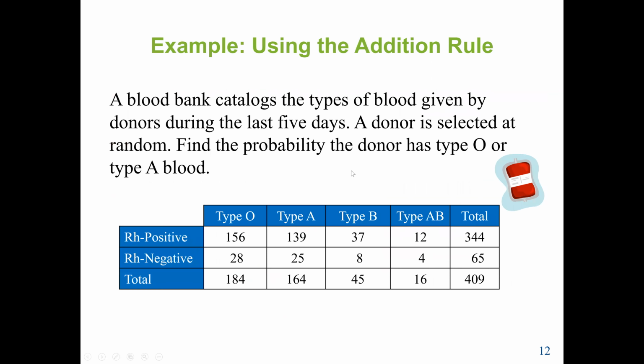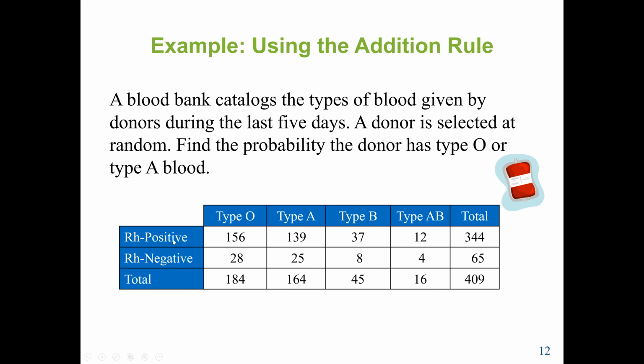Now let's try one more example using the addition rule. Here they say a blood bank catalogs the types of blood given by donors during the last 5 days. So we have the table again, and then the donor is selected at random. Find the probability that the donor has type O or type A. So we can see type O, type A, B, and also type AB.